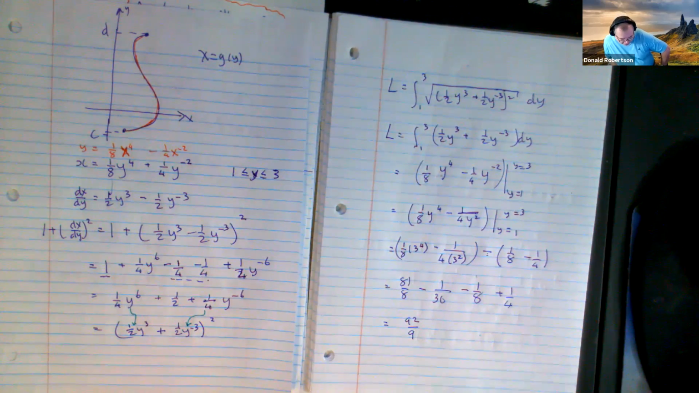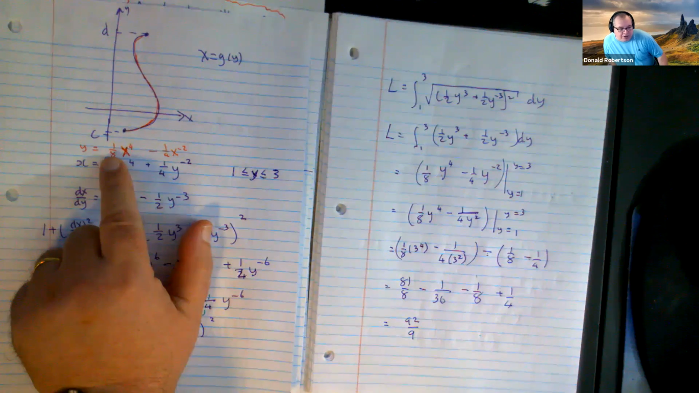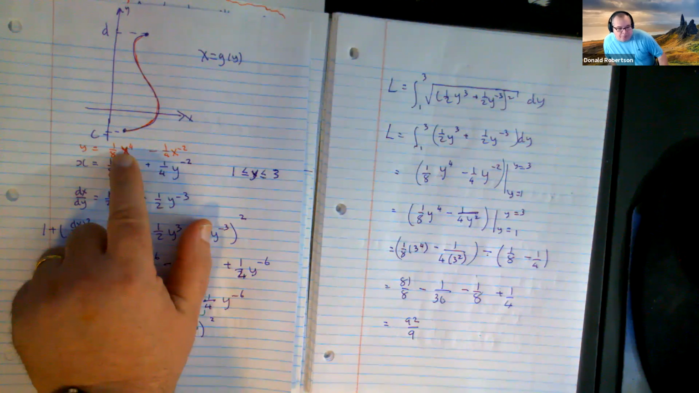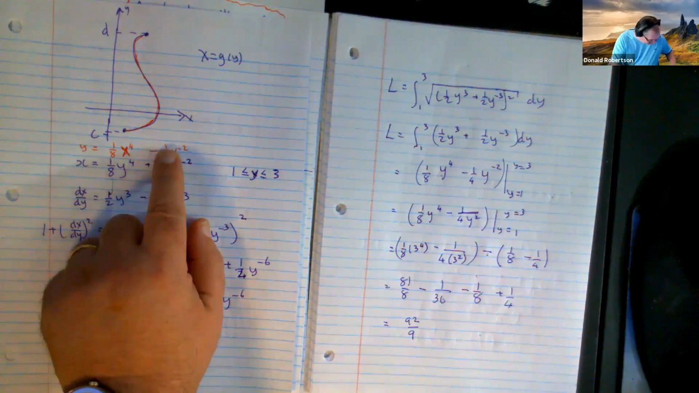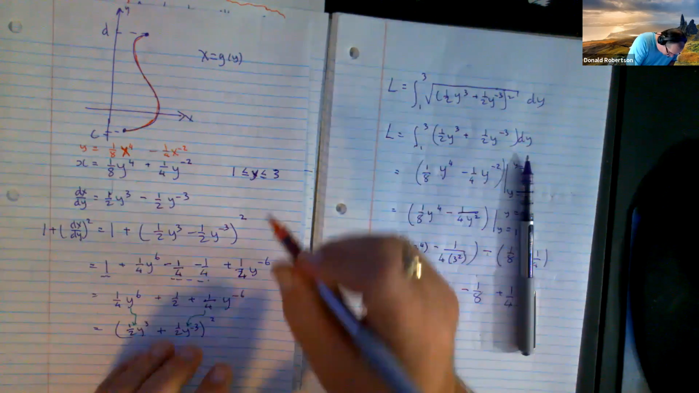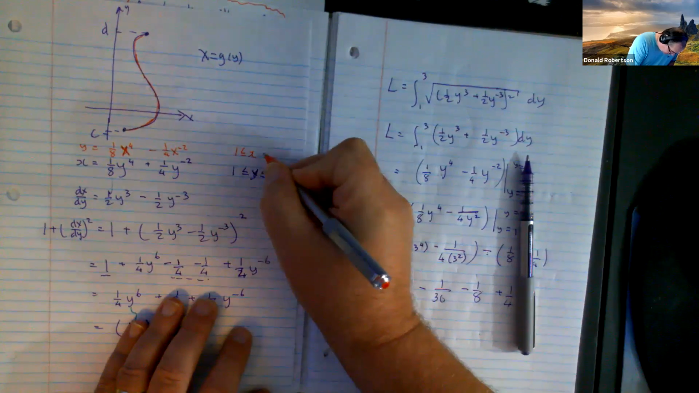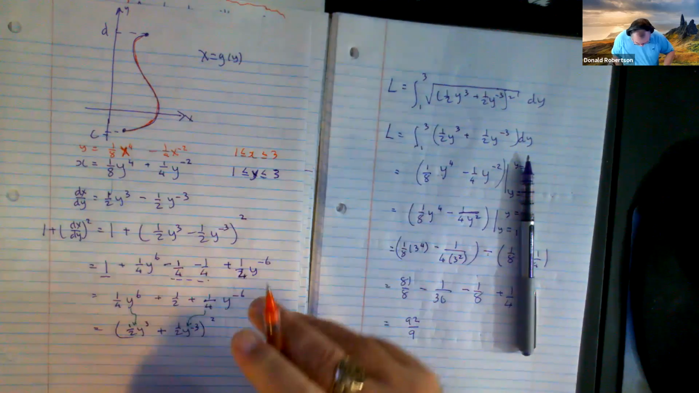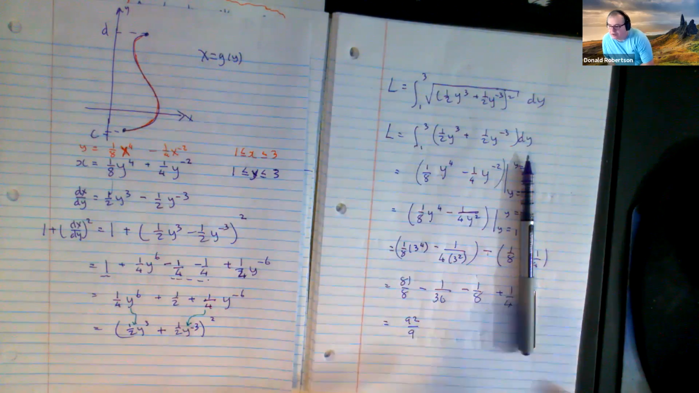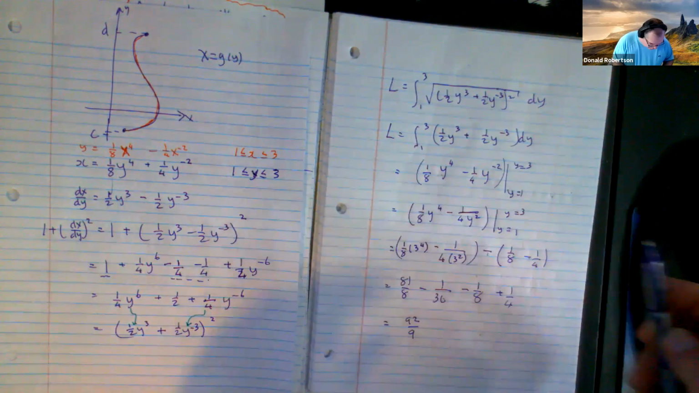Our first arc length for functions written in terms of y. Now, if I'd done this question as 1/8 x to the 4 minus 1/4 x to the -2, and the x's also happen to be between 1 and 3, you shouldn't be surprised that the answer is still 92/9. It makes sense. The variable here is really just a dummy variable.